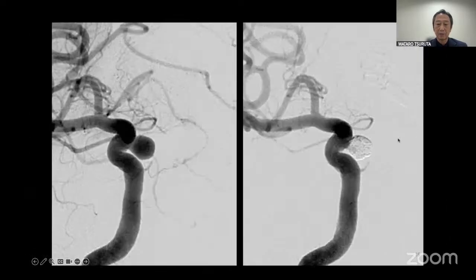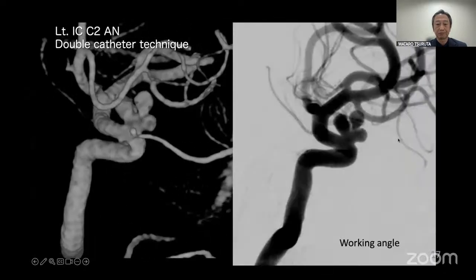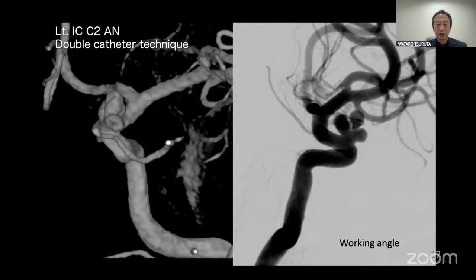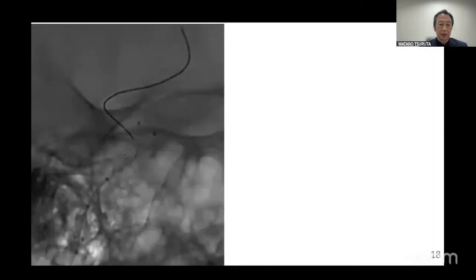And the final angiogram demonstrating complete obliteration. And this is a clover-like multilobular aneurysm. It's very difficult, so we used double catheter technique, and two microcatheters, one in each part of the lobule.